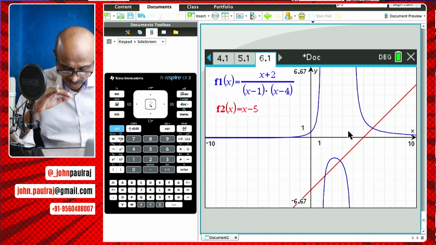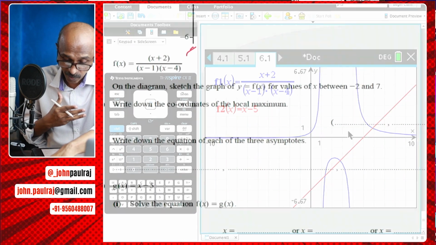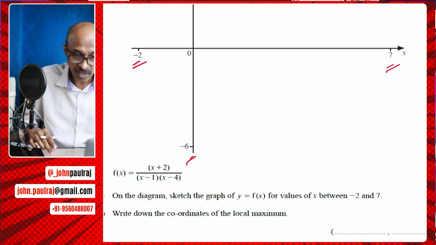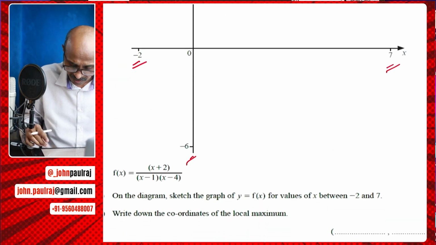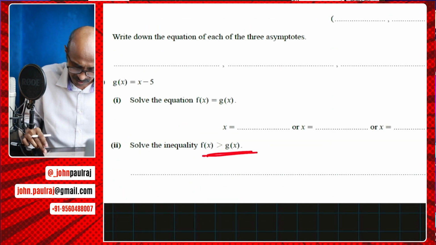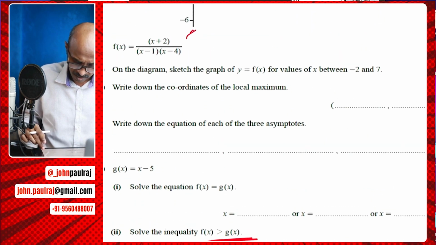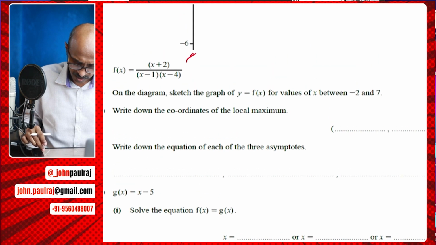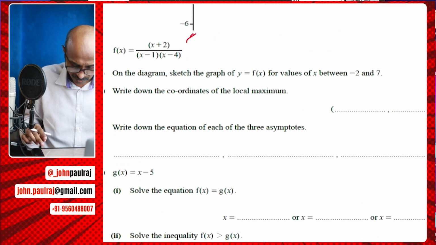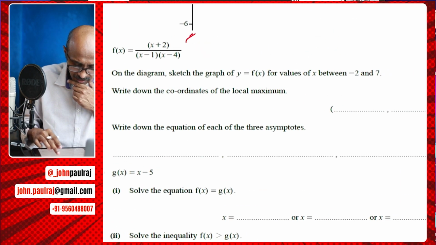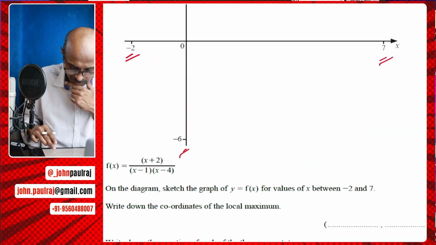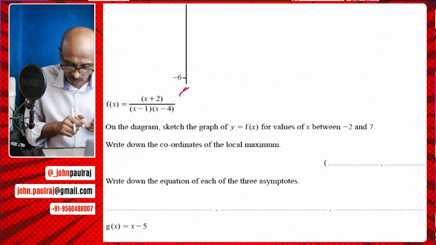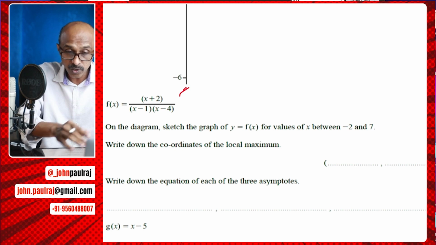Make sure you make a neat sketch, and that's 3 points. Yeah, 3 points. Look, 3 points. So make sure you make a neat sketch of the graph. Do it properly. Okay, 3 points for this graph. Have they asked to sketch the other one? No, they haven't asked for g, but okay. On the diagram, sketch the graph of y equals f(x), that you can do. Write down the coordinates of the local maximum point. That also you should be able to do.